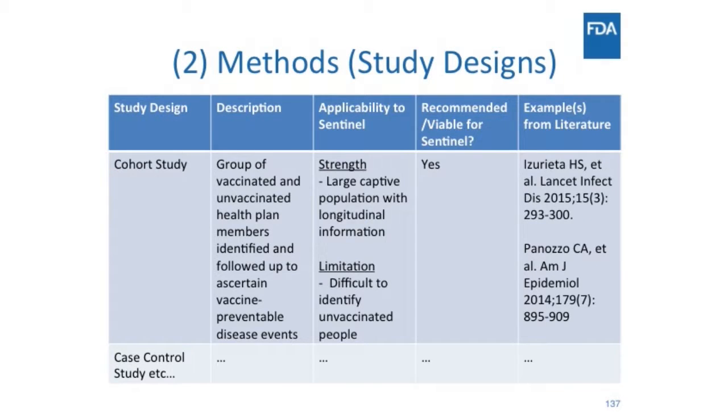So in terms of thinking about methods and study designs, what we did for this is we conducted a literature review, and we also asked for the help of a number of vaccine experts from around the country to really think about what has been done before. And we looked at previous studies that had been done and developed this table. I'm just showing you an example here where we looked at the study design, a cohort study for example, a description of what that study was, and then thought about how it would be applicable or not applicable within Sentinel. Based on that, we came to a determination of whether it would really be viable. And then we went through a number of studies so that we could have examples that we could pull from if we went forward with any of these study designs.